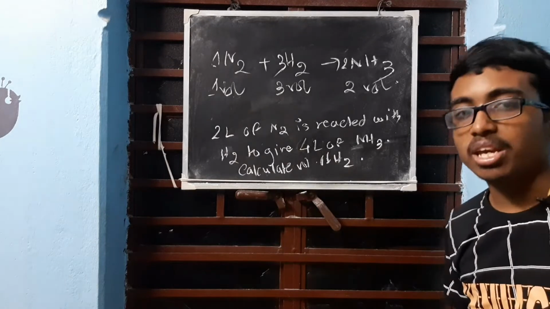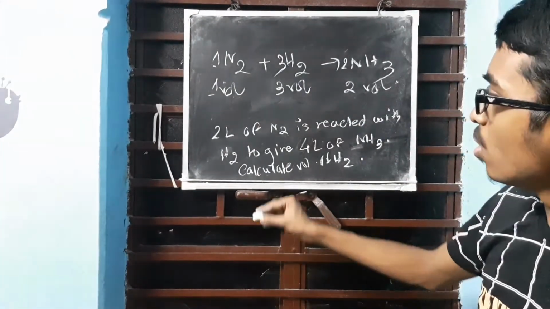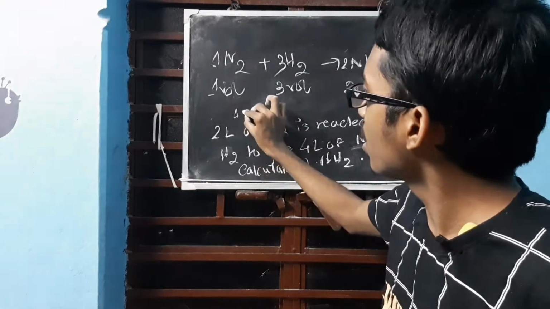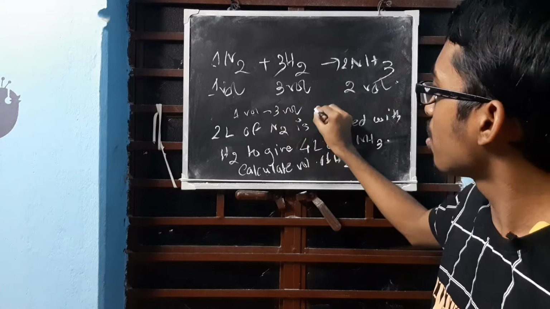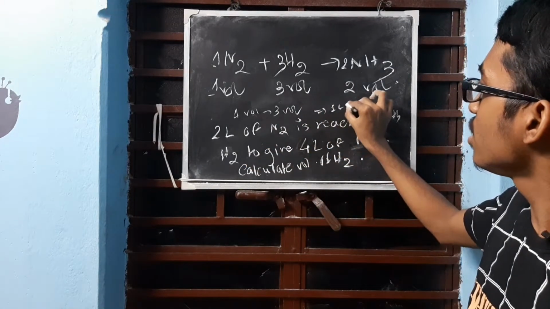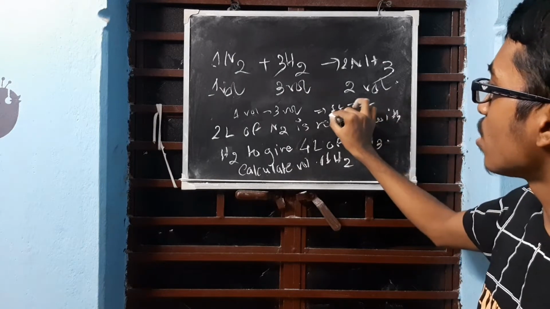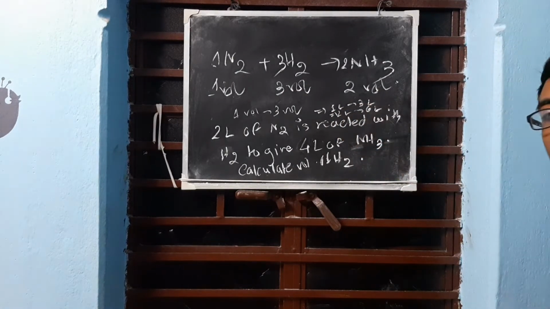How will you calculate? 1 requires 3. Remember how to calculate: the simple unitary method. 1 volume requires 3. So instead of this volume, we can write the unit that has been given, that is 2 liters. So 1 liter can do 3 liters. So how much will 2 liters do? 6 liters. Understood?